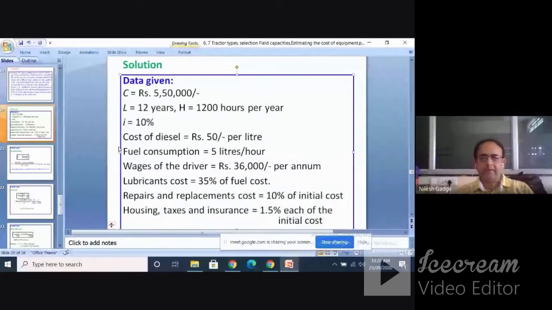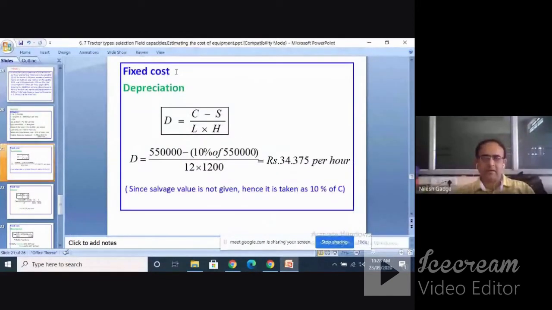we have to calculate the fixed cost. Start writing the fixed cost first. Actually, the first thing we have to calculate is the depreciation. The depreciation is calculated as D is equal to (C minus S) divided by (L into H). So D is calculated. Initial cost is 5,50,000. 10% of the 5,50,000 means 5,50,000 multiplied by 10 divided by 100. It should be divided by 100. I will show you how to do that.